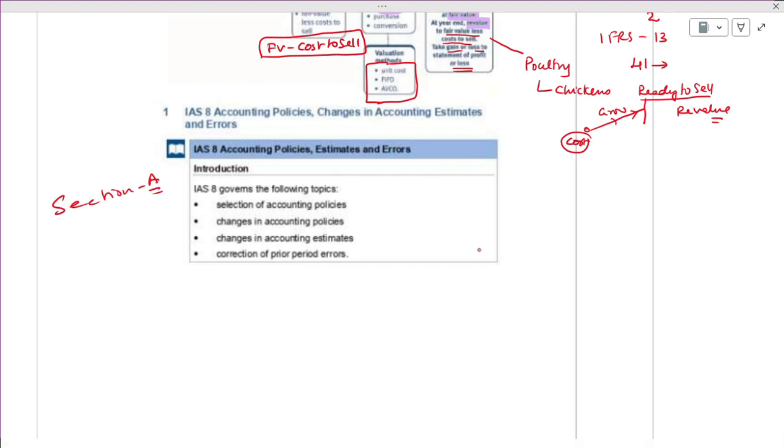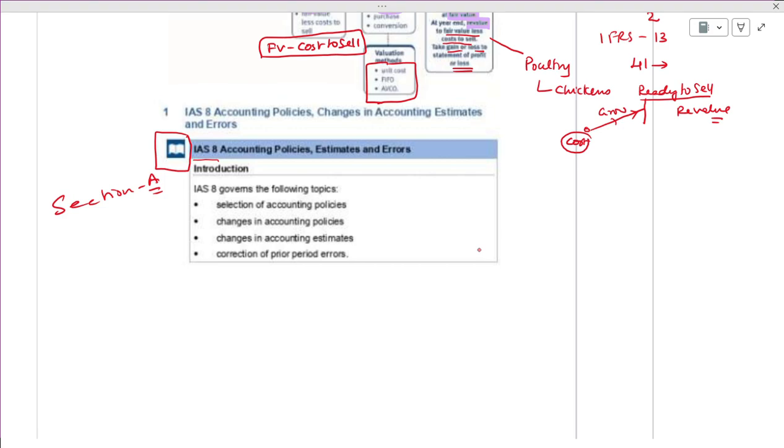Okay, what does it say? IAS 8. While reading and revising, they will put a bookmark here. There is a bookmark here, which means you have to read this compulsorily.